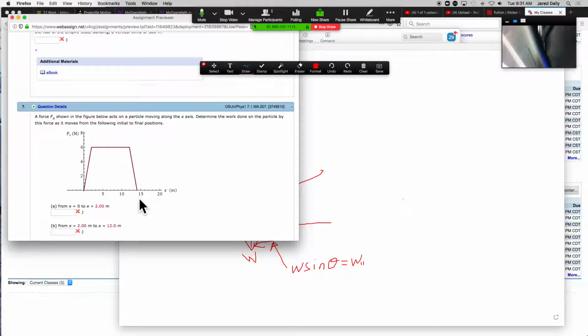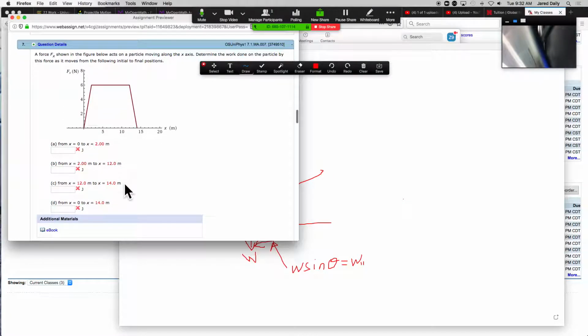They actually want to know from different places to different places. So from 0 to 2, they want to know this little area of this triangle. And they want to know from 2 to 12, which happens to be the area of this rectangle. And then they want to know from 12 to 14, and then the whole thing. So they have you do it one piece at a time already, which just makes it even easier, right?